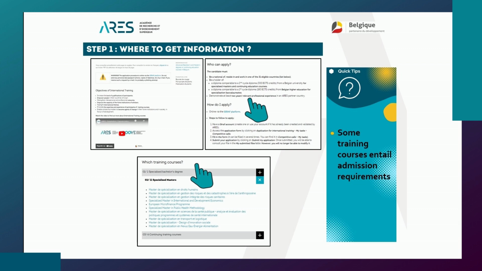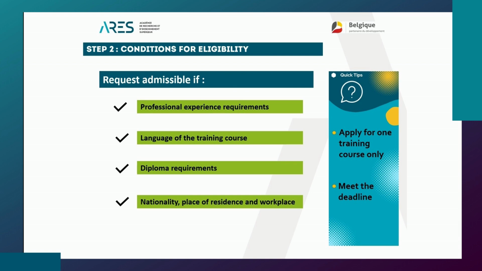The second step is to make sure you meet all the different conditions for eligibility, failing which your application will not be admissible. These conditions are the following: professional experience requirements, a language of the training course, diploma requirements, as well as your nationality, place of residence, and workplace. Remember this: you may apply for one training course only. Moreover, don't miss the deadline.